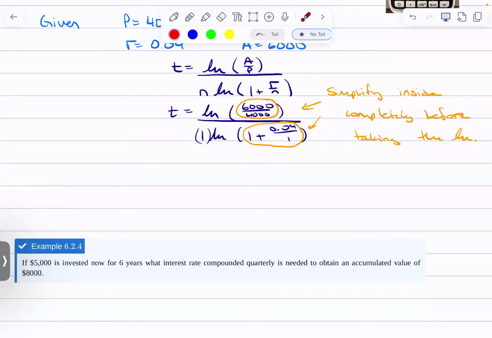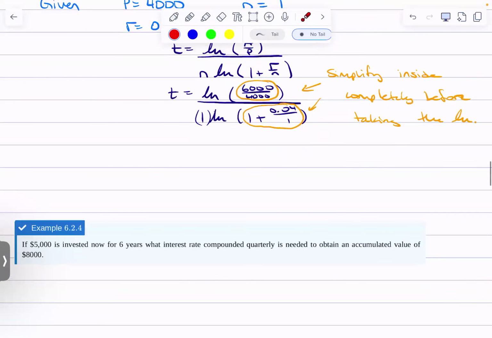For example, I'm going to simplify. 6,000 divided by 4,000 is 1.5. So I get t is the ln of 1.5. I can drop the 1 now because nothing's really happened. Simplifying inside this ln, I have 0.04 divided by 1, that's just 0.04, and then plus 1.